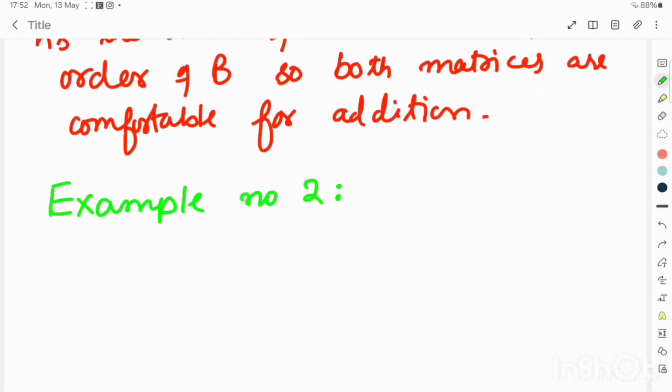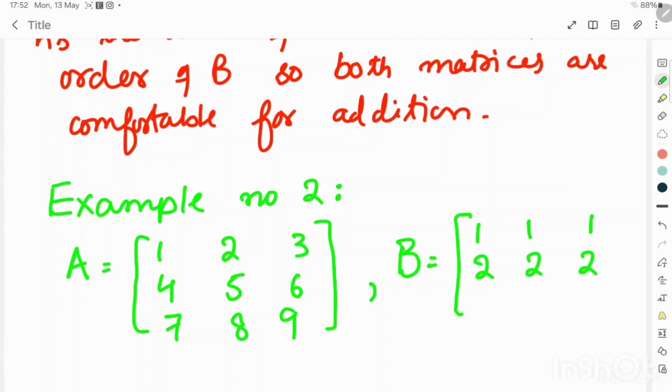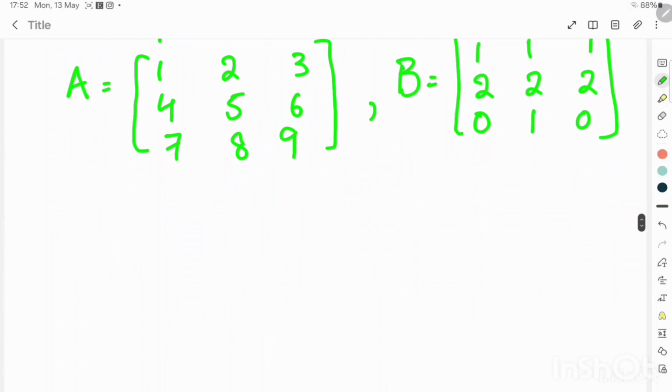So example number 2: A is equal to a matrix whose elements are 1 2 3 4 5 6 7 8 9, and matrix B is equal to 1 1 1 2 2 2 0 1 0. And what do we have to find? We have to find the addition of both matrices, that is, we have to find A plus B.